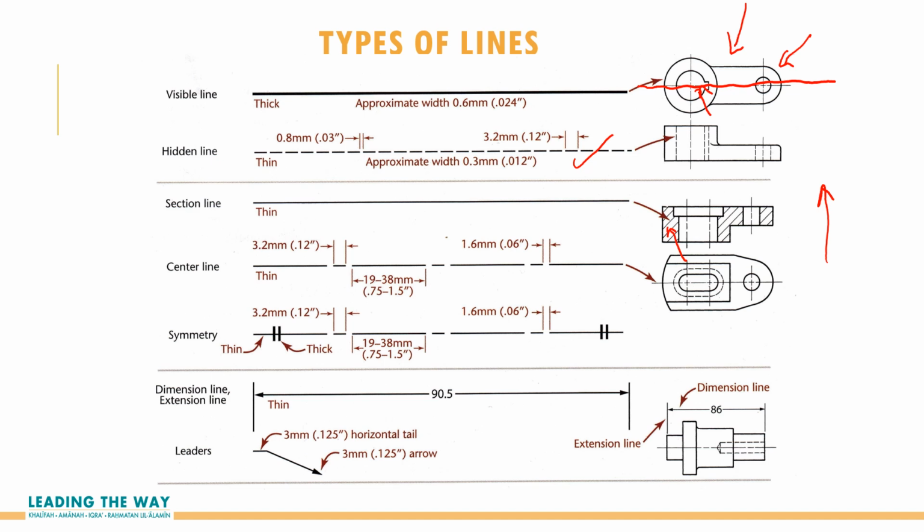And then we also have the center line like previously. So it is a chain type. And then we also have the symmetry line. If it is symmetry, there will be something like this one. If you see this line, it means it is a symmetrical part. And then we also have the dimension line, extension line, and leader line, like the one that we see in this one.